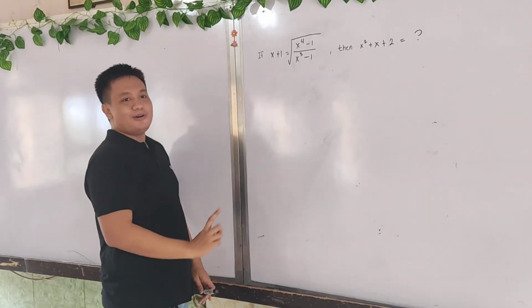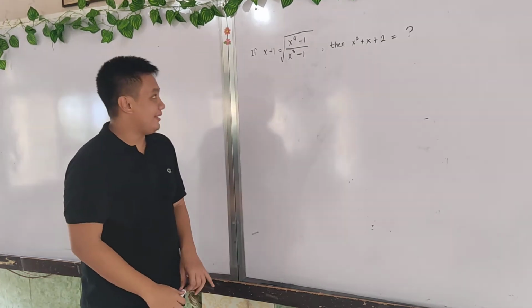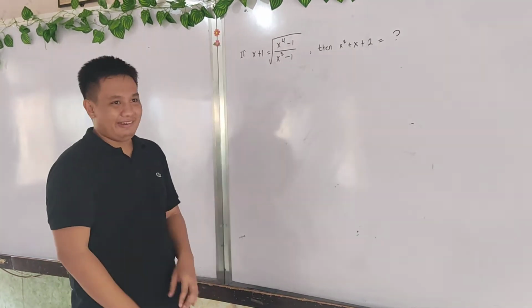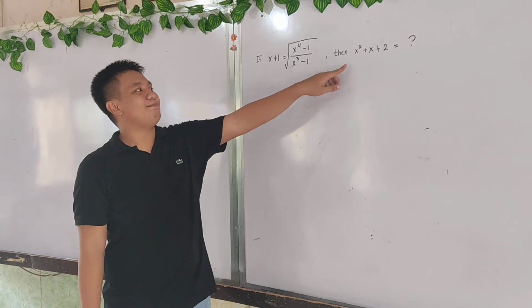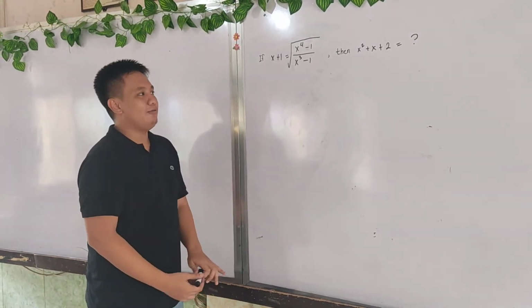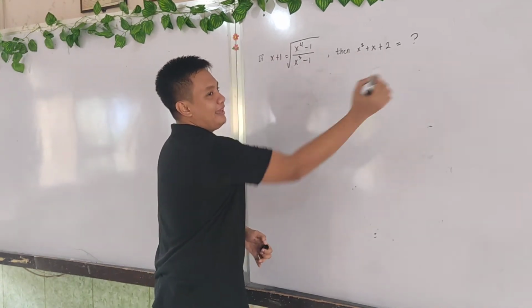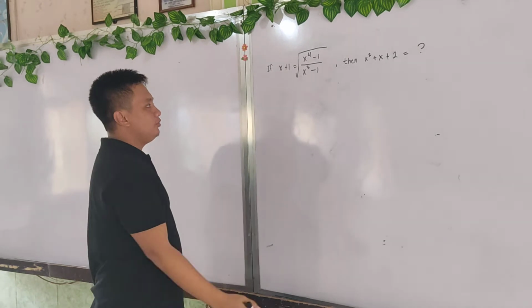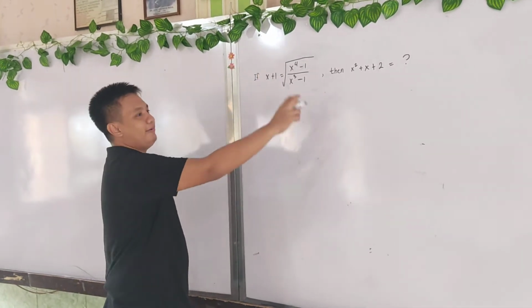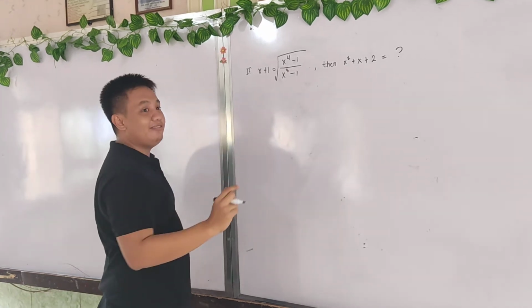So, if x plus 1 is equal to the square root of (x⁴ minus 1) over (x³ minus 1), then x squared plus x plus 2 is equal to... Okay, so we need to find the answer for this equation. First things first, we have a radical sign here, so let us try to remove it from this equation.